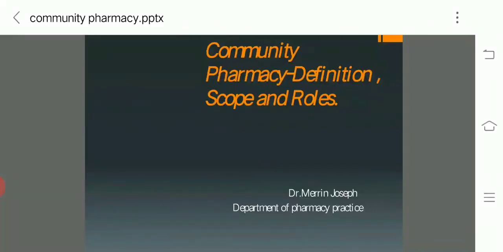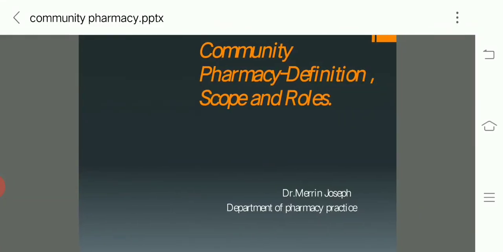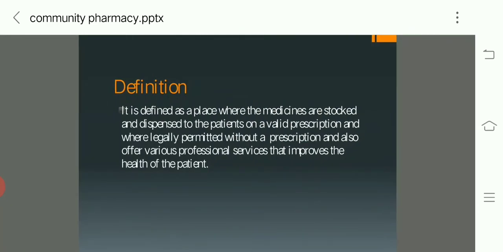So today we are going directly to your first chapter: community pharmacy, its definition, scope and roles. So what is a community pharmacy? It is defined as a place where medicines are stocked and dispensed to patients on a valid prescription, and where legally permitted, without a prescription, and which also offers various professional services that improve the health of the patient.